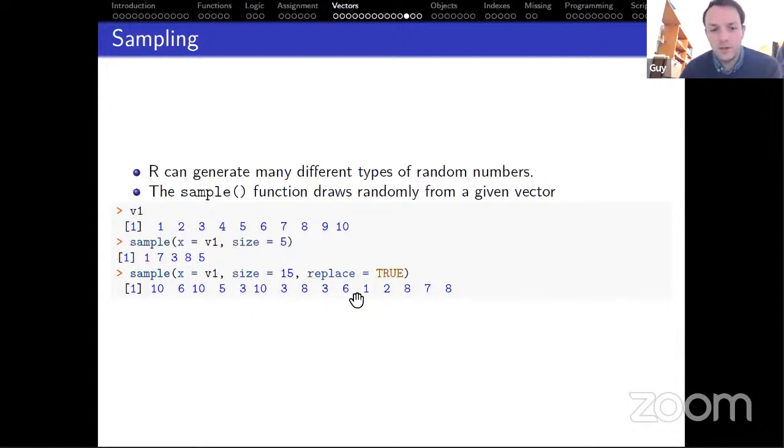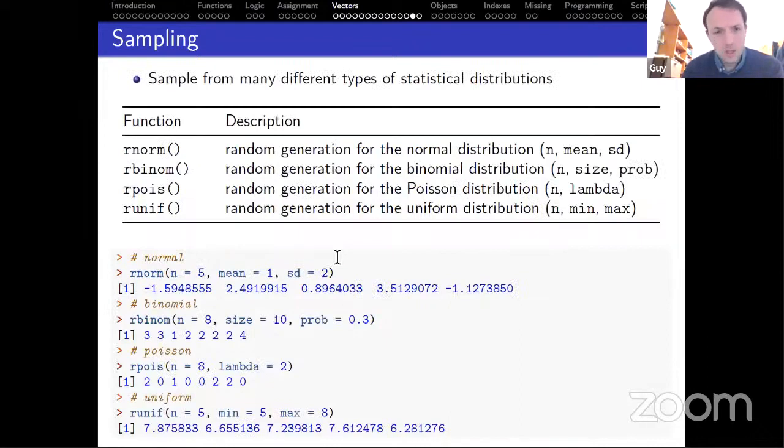So we want 15 numbers out, and we can set replace equal to true. This means we can draw the same number twice if it occurs randomly. After sample, here I just give an example of 4 different random generating functions from different distributions: a normal distribution, binomial, Poisson, and a uniform distribution.